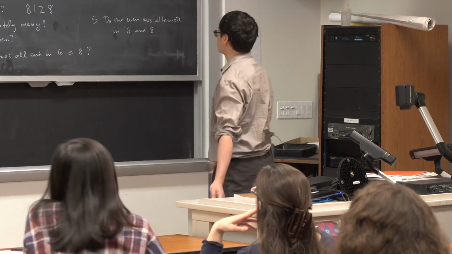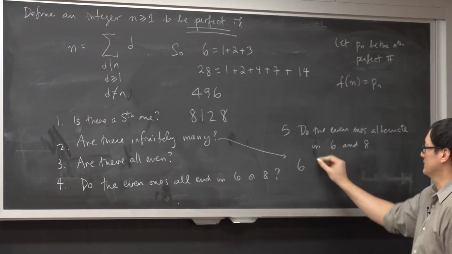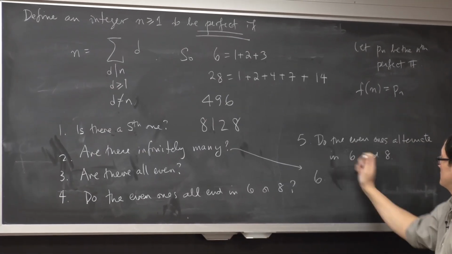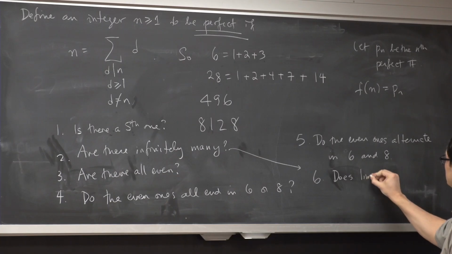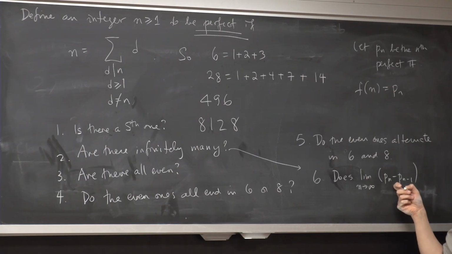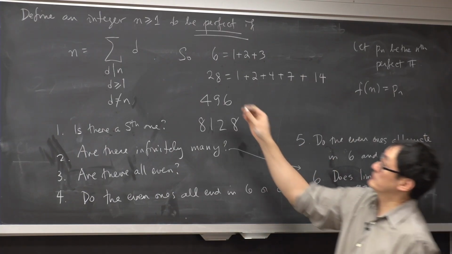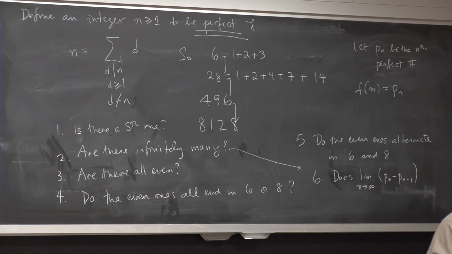So here's a question. Suppose we know 2. Let Pn be the nth perfect number. Does the limit as n goes to infinity of Pn minus Pn minus 1 exist? This is called a gap. The gap is given by the difference. Here's a gap. Here's a gap. Here's a gap. What do you want to know about the gap?